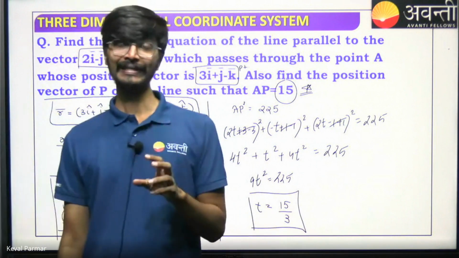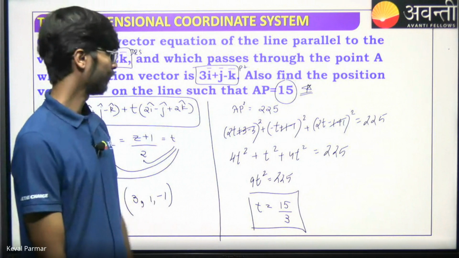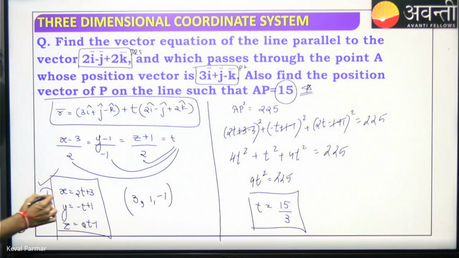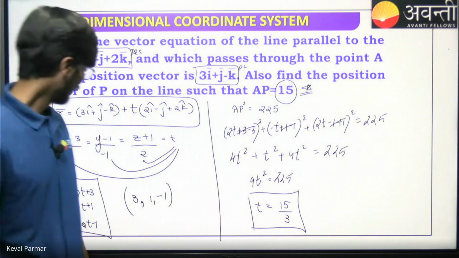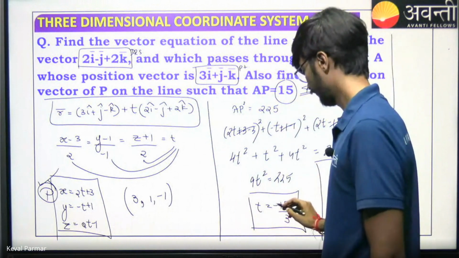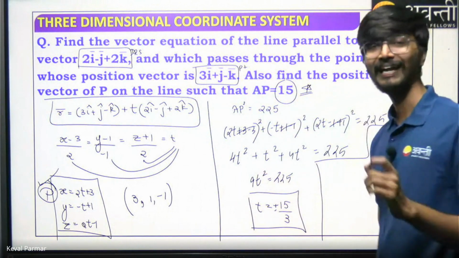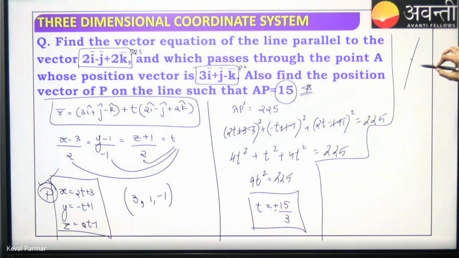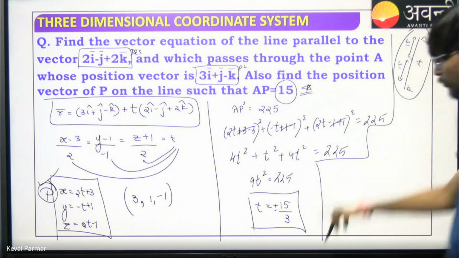Once I got the t, I'll get the point. What is the point? This is the point. Let's substitute the value of t here. We'll get 2 points because we took the square root, that means plus and minus. Why did we get 2 points? Simple thing. If this is point A, then at a distance of 15 units, there will be 2 points present on the same line, one on the right side and one on the left side. That's why we got 2 points, 2 values of t.